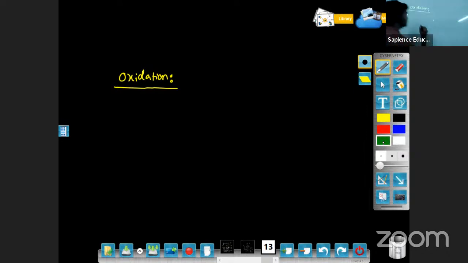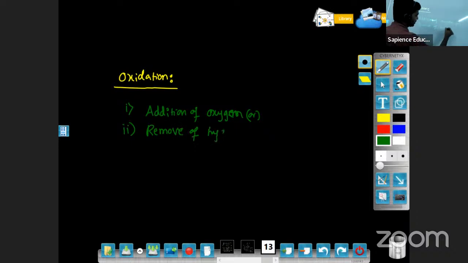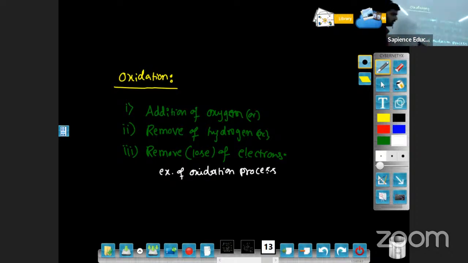Right. Definition. First definition is addition of oxygen, or removal of hydrogen, or loss of electrons. These all come under oxidation. Under this only, examples of oxidation process. Right, I will give you examples.